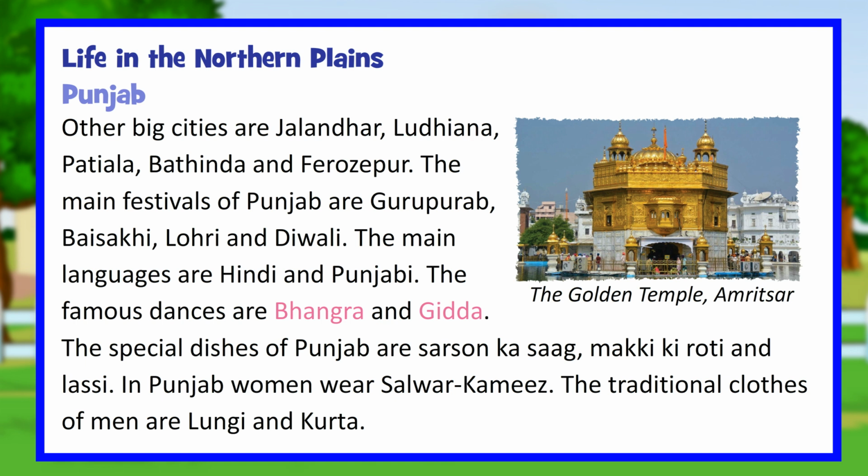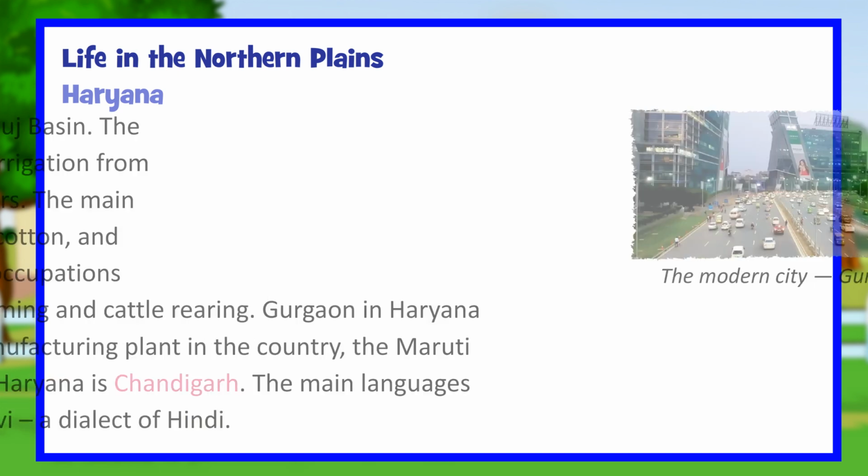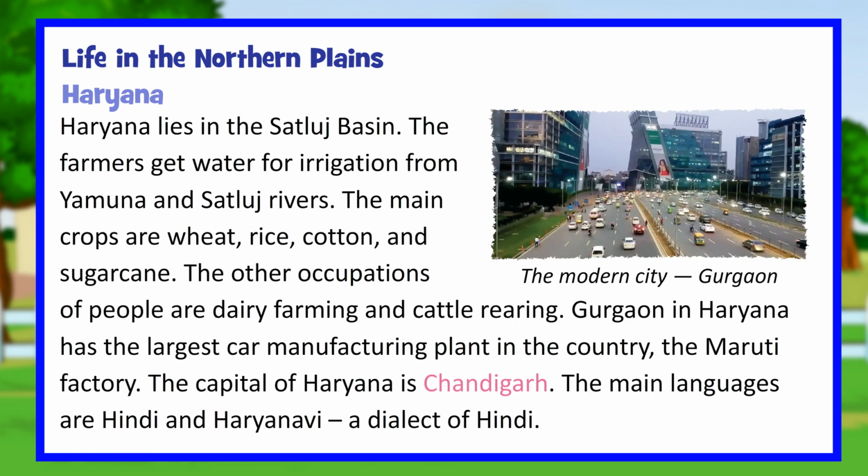In Punjab, women wear salwar kameez. The traditional clothes of men are lungi and kurta. Haryana. Haryana lies in the Satluj basin. The farmers get water for irrigation from Yamuna and Satluj rivers.